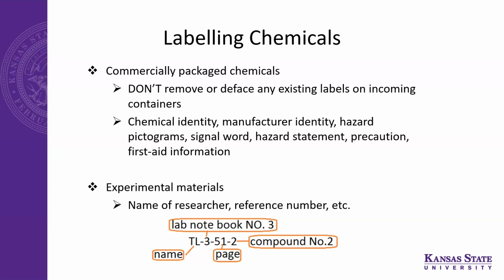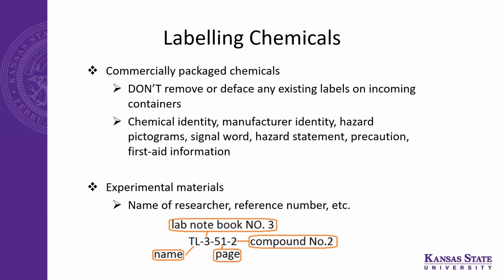And some chemicals will be synthesized in a lab using ingredients. So you'll have to come up with a labeling system for such chemicals. This is one example that you can use: name of the researcher, then the reference number, and any other relevant information.